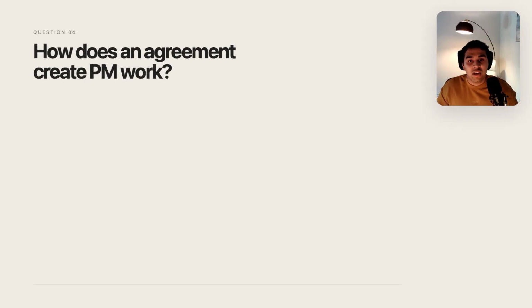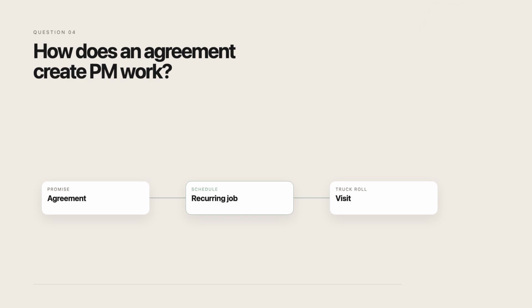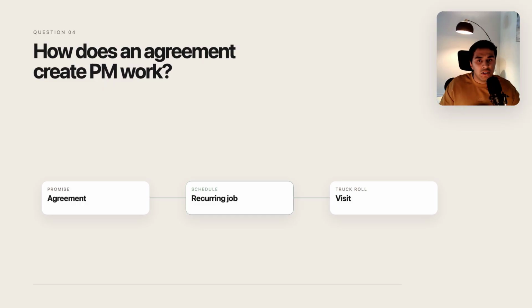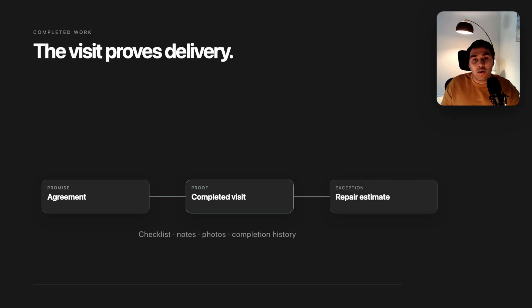So how does the service agreement create preventive maintenance work? Not by typing the word quarterly into a field. The agreement holds the promise. A linked recurring job holds the schedule and generates the visits. Those visits carry the checklist, notes, photos, and completion history. If a PM visit finds a failed component, that finding can move into a repair estimate workflow. But the service agreement still remains the record of what was promised and what was delivered.